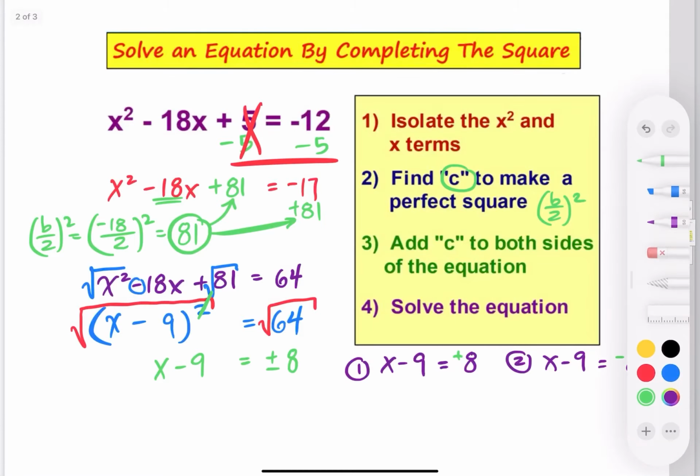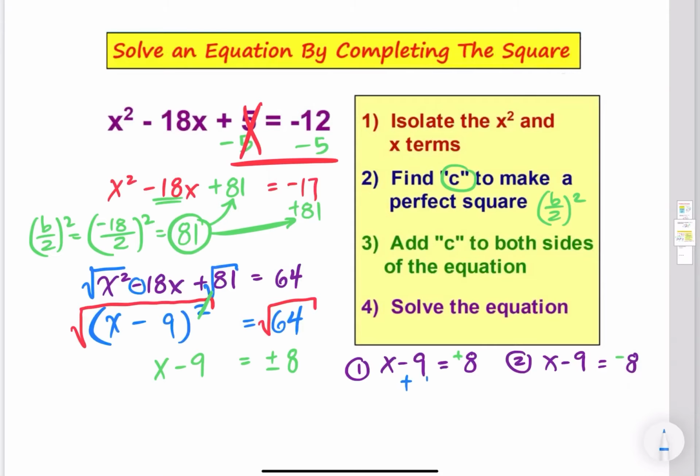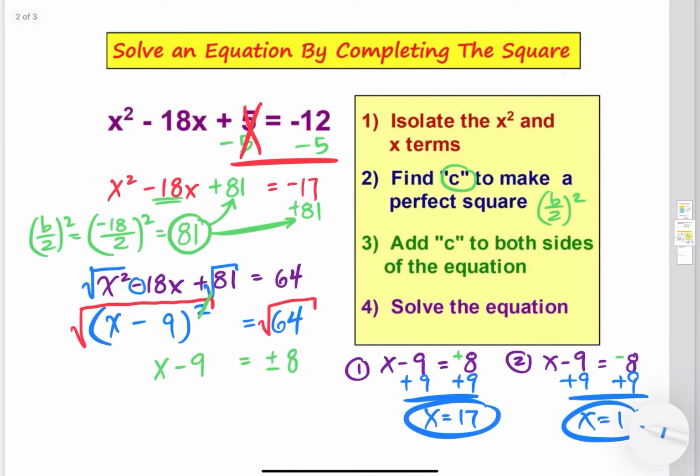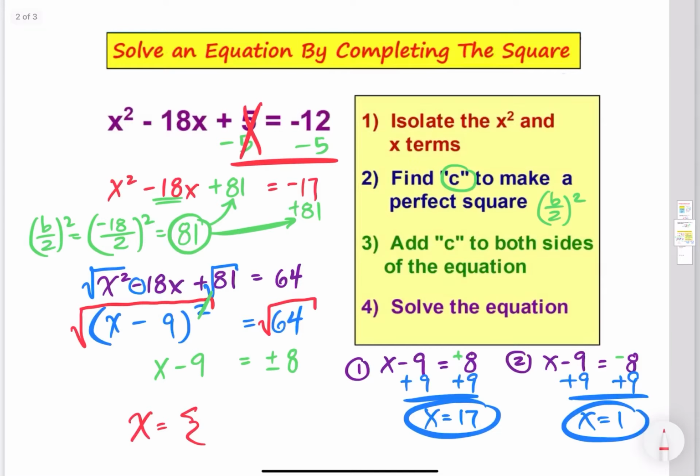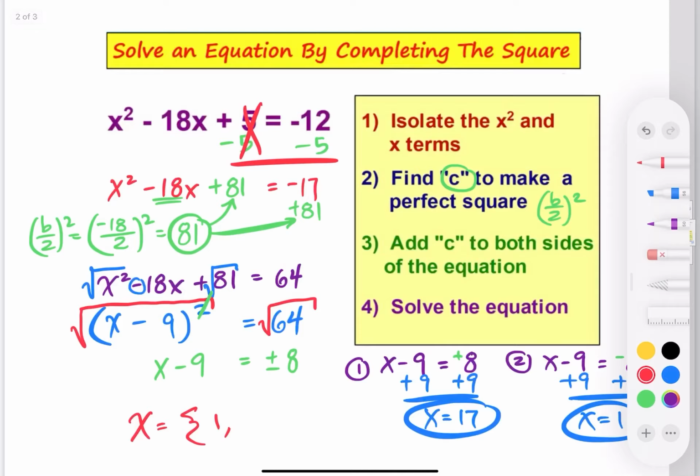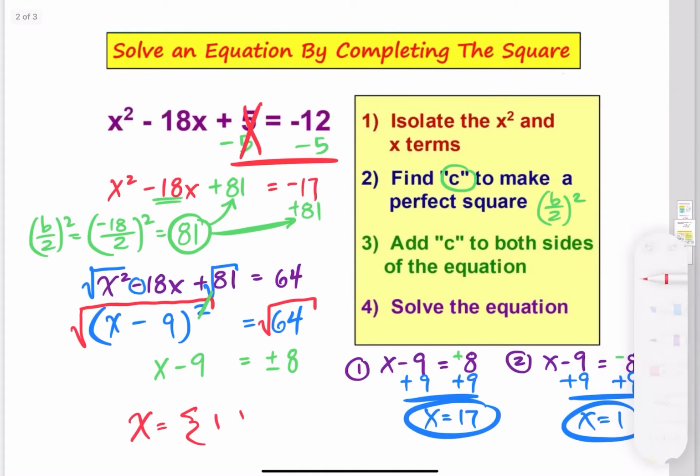So now all we got to do is solve each one. So the first one, I'm just going to add 9 on both sides. X is equal to 17. On the other one, I'll add 9 on both sides. And x is equal to 1. So depending on your teacher, you can leave it like that, or you may need to write it as a set of answers. And we typically write it in numerical order, so from least to greatest. So we'll say 1 and 17 are my two solutions.